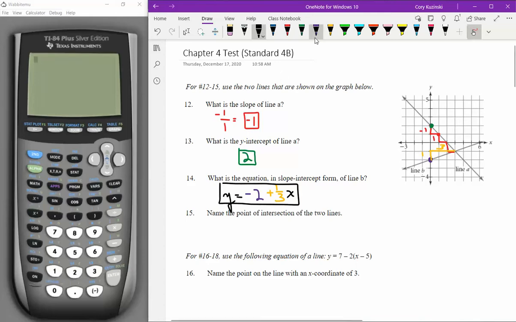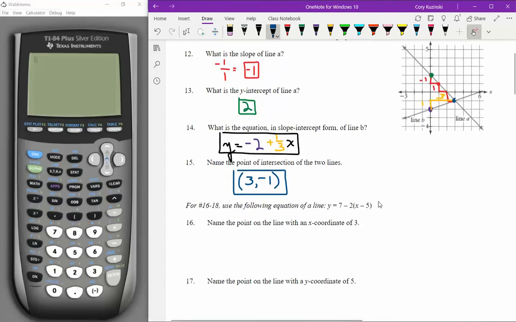And the point of intersection, that's kind of a gimme, isn't it? Right here where they cross. 1, 2, 3 to the right of the origin and 1 down. So 3, -1. All right, there's our first few problems.